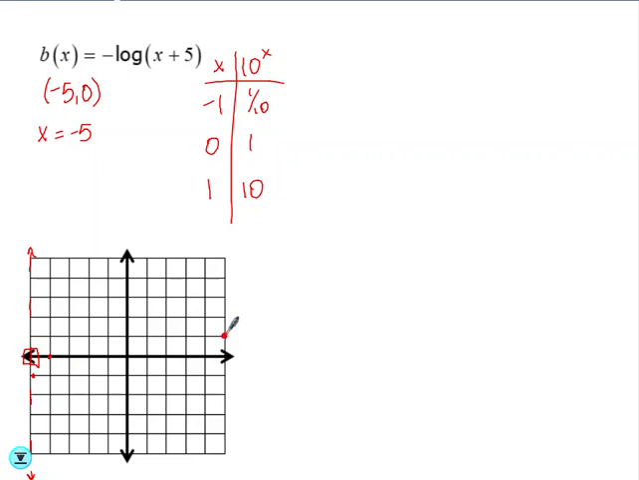But if we notice, we have a negative out in front. This is going to flip our graph upside down. So I'm going to take these points and reflect them over the x-axis. And here's my graph.